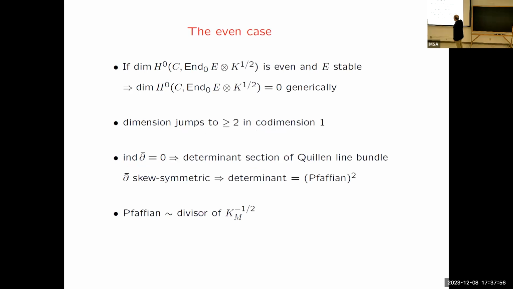Okay, so what about the even case? So that was the odd case. Right? The odd case gave us a line bundle.